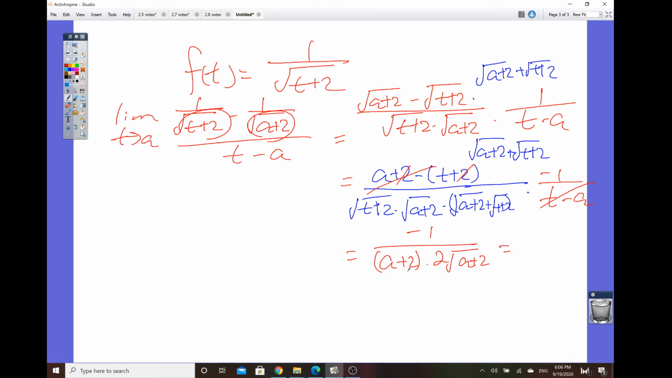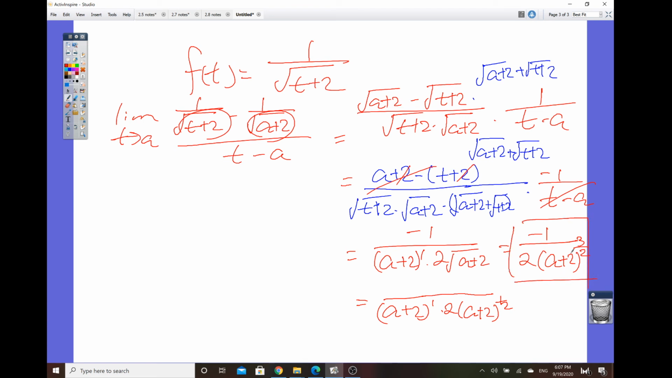One thing that we notice, we can multiply this together, so it's -1. Well, this one is just a plus 2 to the first power, and this one is 2 times a plus 2 to the power of 1/2. It's the same base multiplying, so we can combine those exponents. The 2 just goes right in front, and then the quantity a plus 2 to the power of 1 plus 1/2, which is 1.5, or 3/2. And this here is the final derivative of this function.